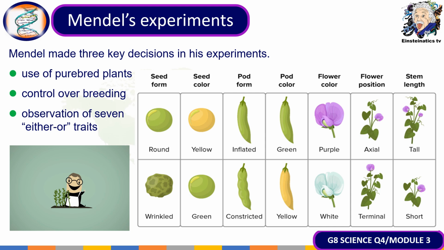So ano nga ba yung mga traits na pinag-aralan niya dun sa kanyang mga pea plants? So pinag-aralan niya yung about sa kanyang seed form, whether it is round or wrinkled, yung seed color, whether it would produce yellow or green, yung pod form naman, whether it is inflated or constricted, pod color, whether it will turn green or yellow, yung color ng flower, whether it would form purple or white, the flower position, and lastly, the length of the stem of the pea plant.